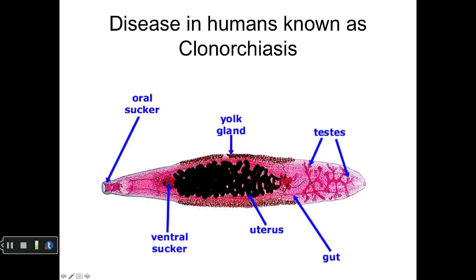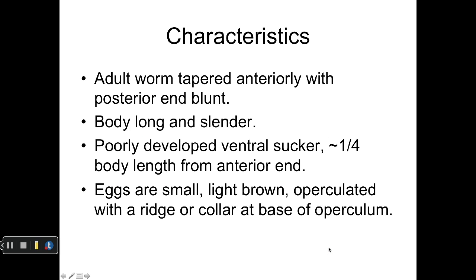This is just a second image of Clonorchis sinensis showing the entire worm. You can see some of the other internal features, like these two testes that are dendritic in appearance and occur one after the other. And here you can more clearly see the ventral sucker and the oral sucker.